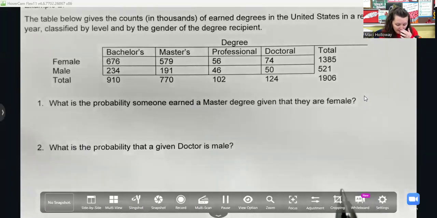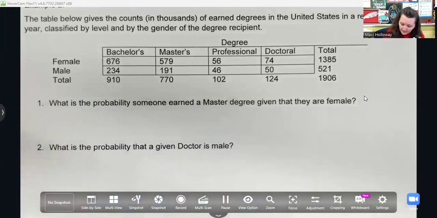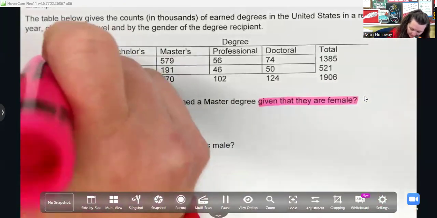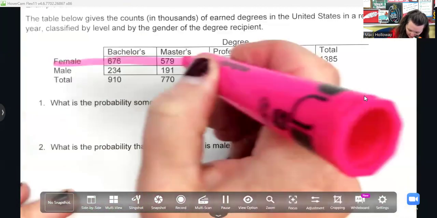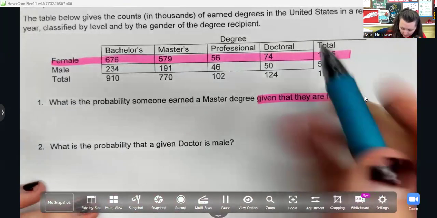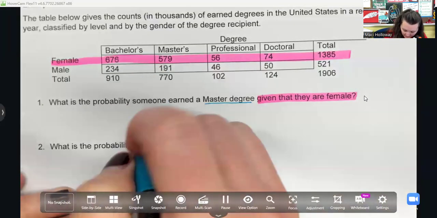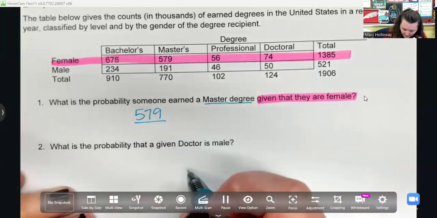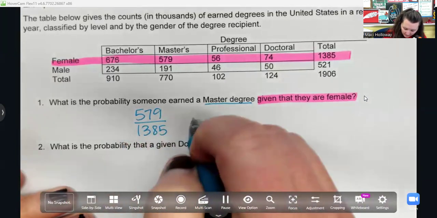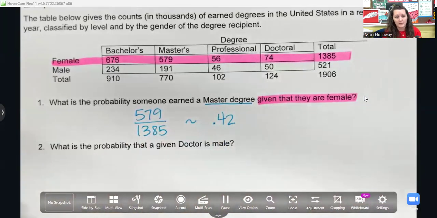Let's go to step 2. It says highlight the given row or column. So what is the probability someone earned a master's degree given that they are female? Given that they are female is the given. So I'm going to find my female, and this is a row, so I'm going to highlight this row here. What's the probability that someone earned a master's degree given that they are female? Earned a master's degree was 579 divided by the total number in this female row, 1385. If you plug this into your calculator, it's about 0.42, or 42%.